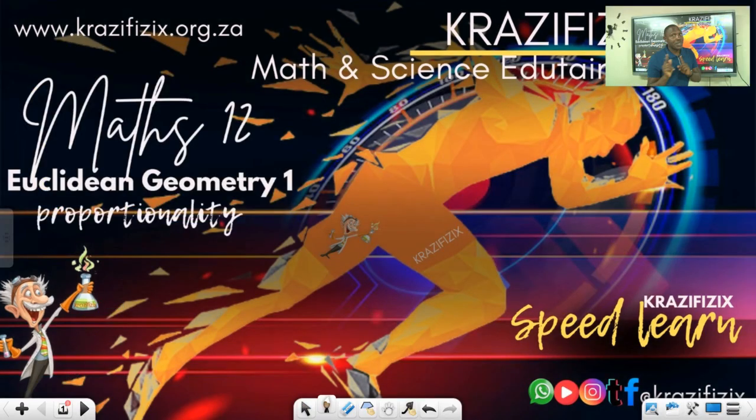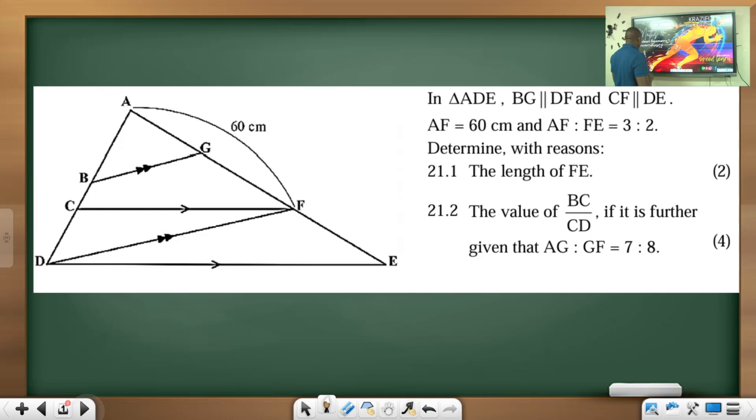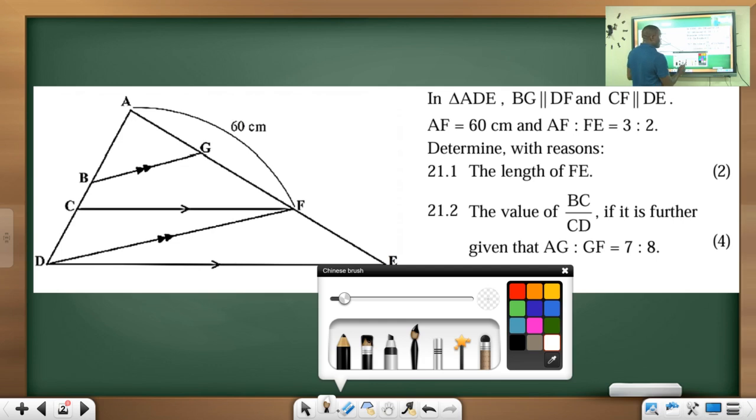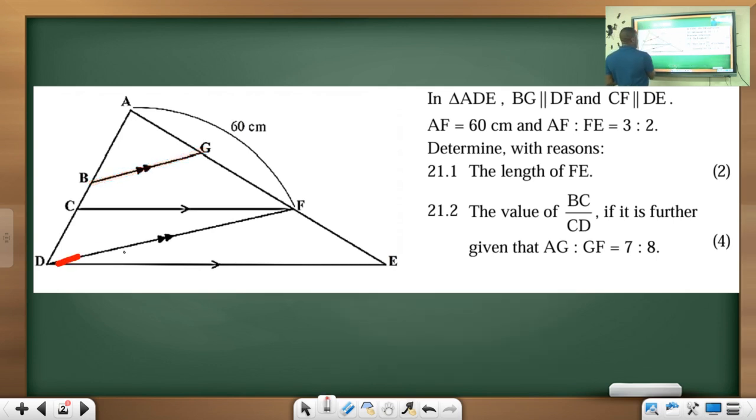We get onto our speed Euclidean geometry question today. Just looking at the diagram, you can see it's about proportionality. Your first job is to read: in triangle ABD, BG is parallel... So let's look for those lines. Oh, BG is parallel to DF. Already that gives me a proportionality. And CF is also parallel to DE.